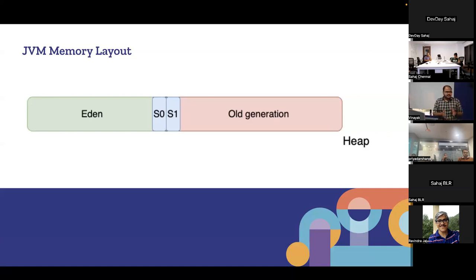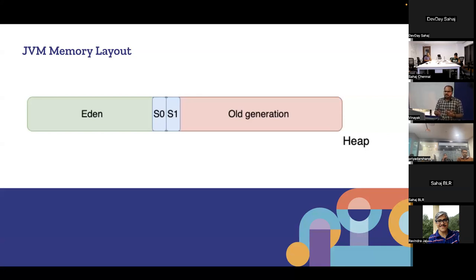Within Eden, there is also something called the thread local allocation buffer. Each thread gets a dedicated space in Eden, which is roughly 200 to 300 KB. That space is there for each of the threads so that there is no contention between threads to allocate objects on the heap. Okay.